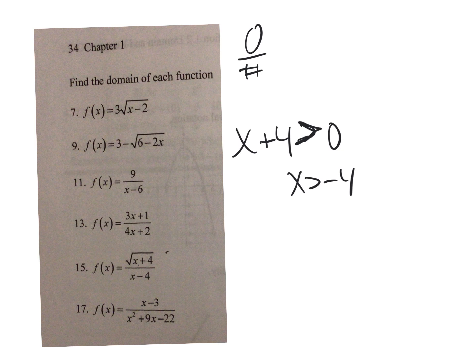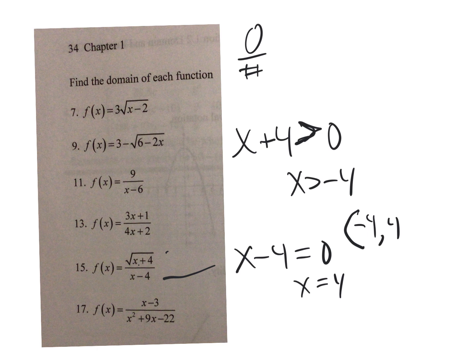Now the other domain limitation is from the denominator. I have to ask myself, when does x minus 4 equal 0, that denominator? So that's when x equals 4. It's a problem. So what's the domain of this function? It's going to go from negative 4 up to 4, and it's open at negative 4 because it's okay if this is 0. Actually, it can be closed at negative 4, can it?